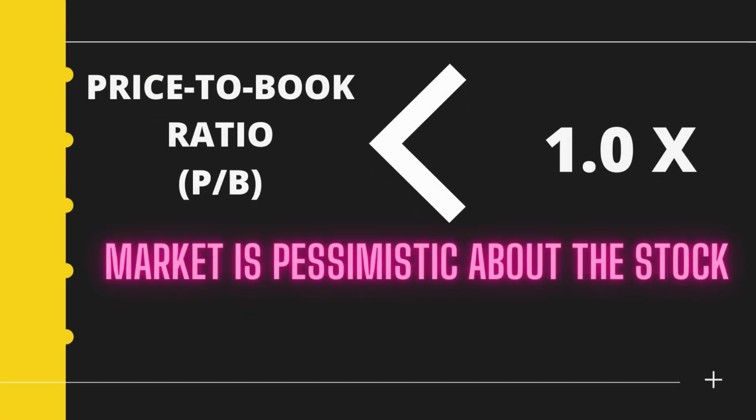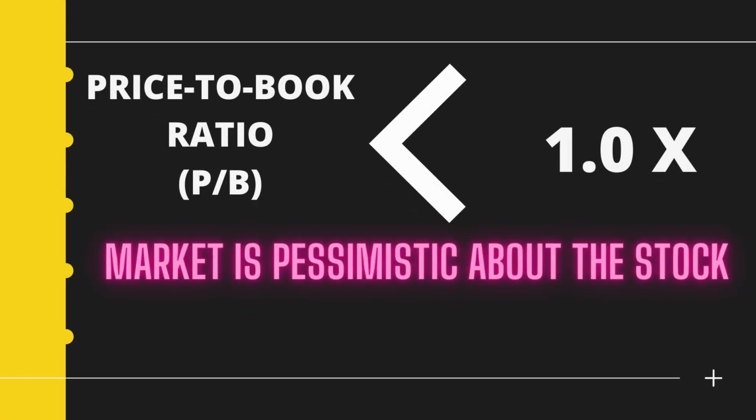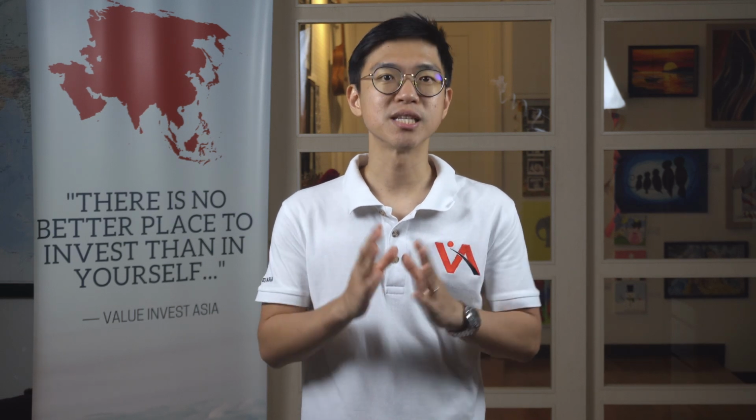And a company with a price to book ratio of less than 1 means that the market is valuing it less than what its equity is. So in theory, such a company might be more valuable if a shareholder buys out the company, liquidated it, and pocket the difference. Of course, this is just in theory.